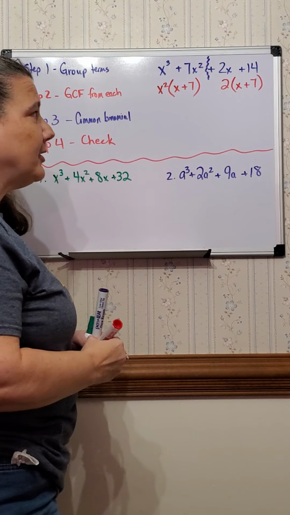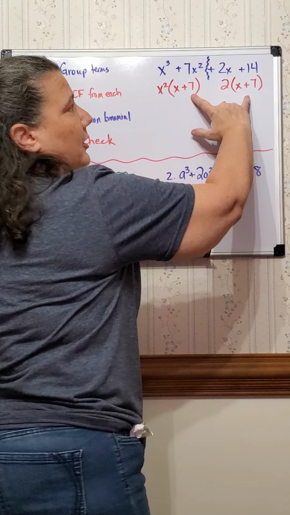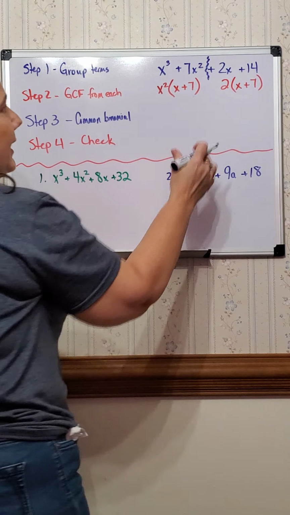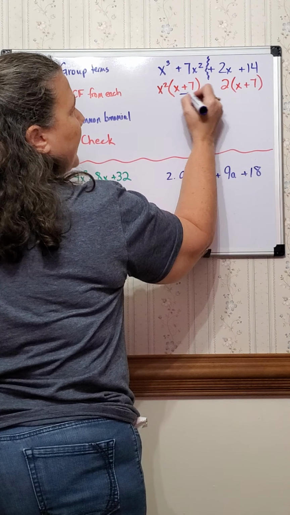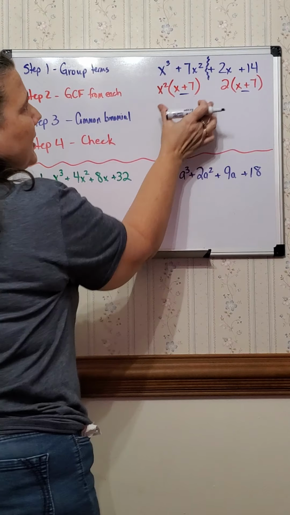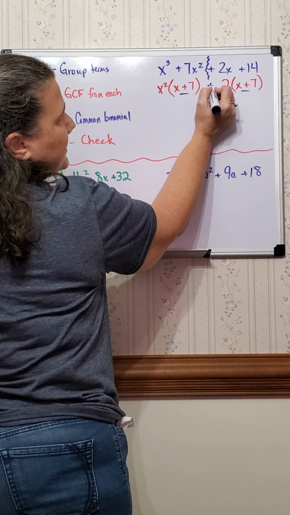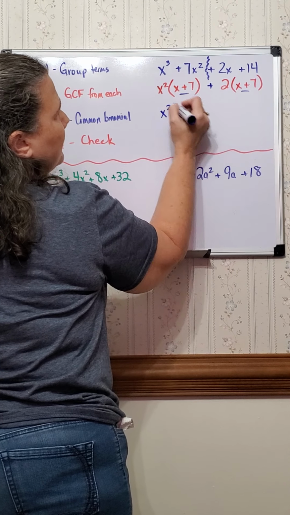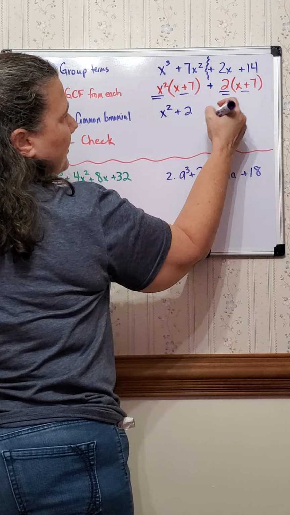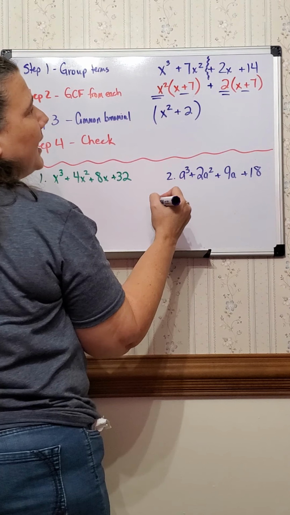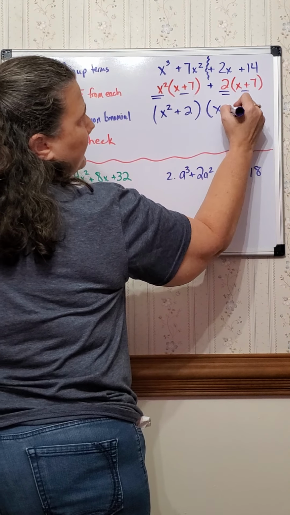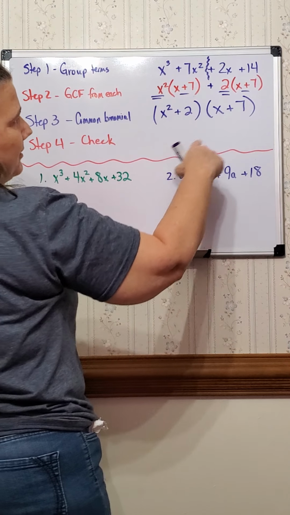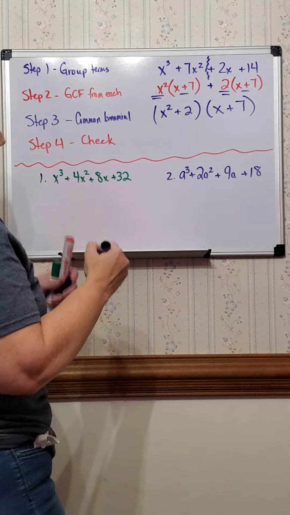Hopefully you notice something here. These 2 are exactly the same. So I'm going to pull that common binomial out. Got my x plus 7 here, my x plus 7 here. I'm going to put these 2 together. This right here is a plus. So when I go to do this, I'm going to have x squared plus 2, because I'm taking this one, and I'm taking this one, and I'm bringing it down. And then I'm bringing that shared one down. So it's going to give me x squared plus 2 times x plus 7.